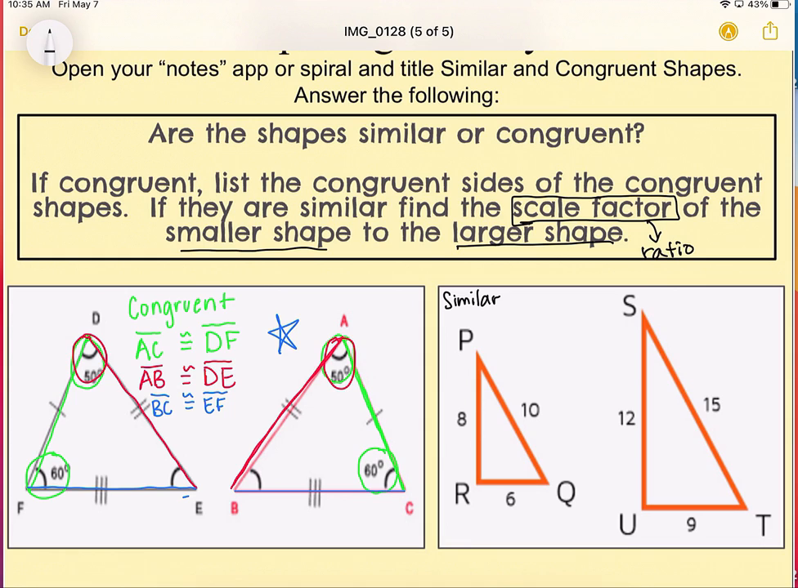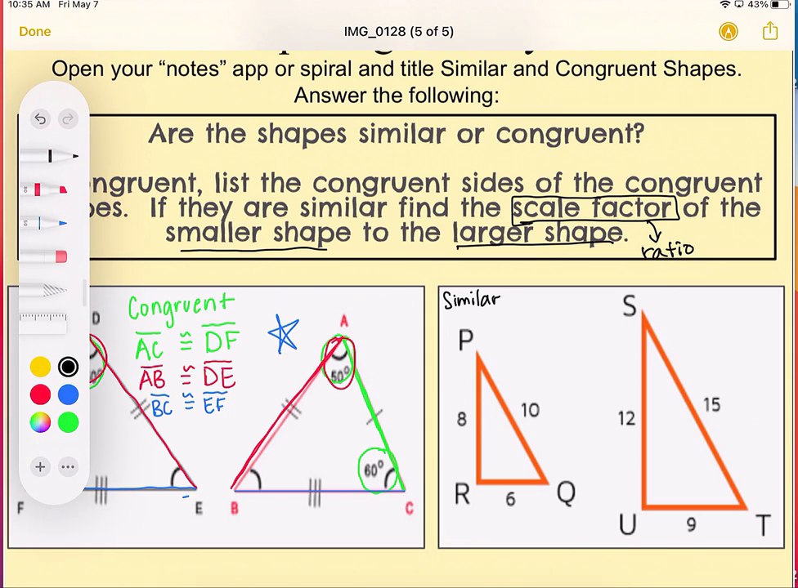Okay, so let's first just go through. I'm going to highlight what are my corresponding sides. So I know that on my smaller shape, if I have PR, that comes down to that 90-degree angle there. That corresponds to side SU. So we have 8 corresponds to 12, okay?